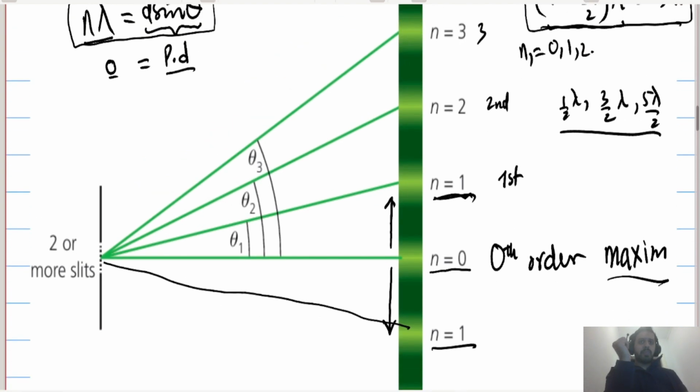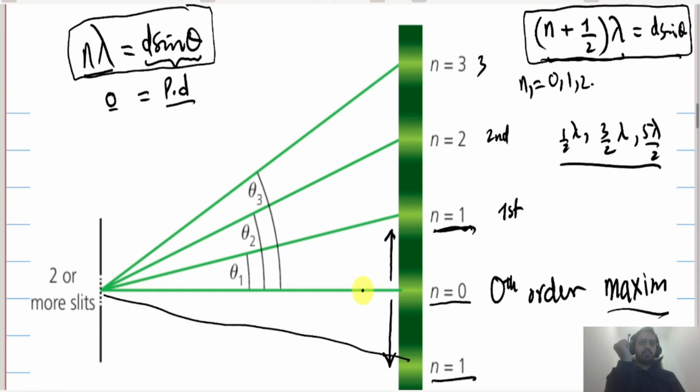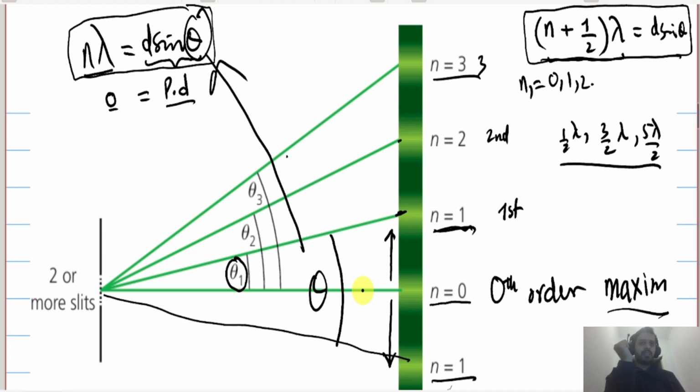Now let's talk about this equation again, n lambda equals d sine theta. What is each symbol representing in this equation? This theta is measured from the central line. So you can see this is theta 1 for n equals 1, theta 2 is for n equals 2, and theta 3 is for n equals 3. What you should be careful about is that this theta is not this angle, for example, between n equals plus 1 and n equals minus 1. This is not the theta that we use in this equation.